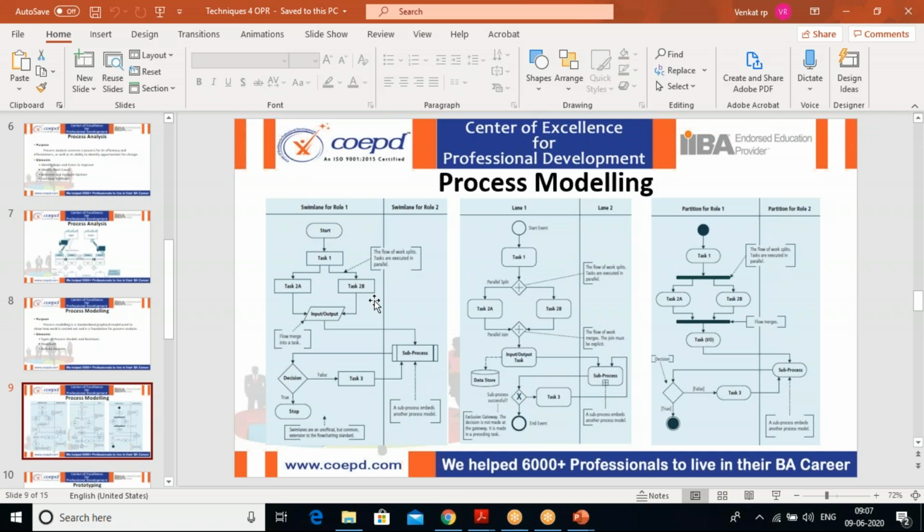And in process modeling, we can go with swim lanes, and sometimes directly with respect to the stakeholders, we can show what functionalities can be achieved through this particular process. It is modeled here. Okay.